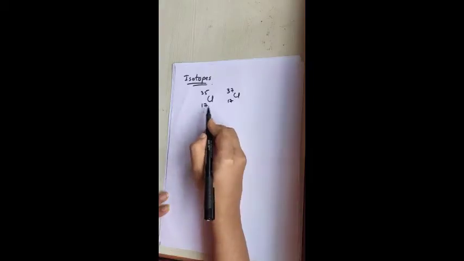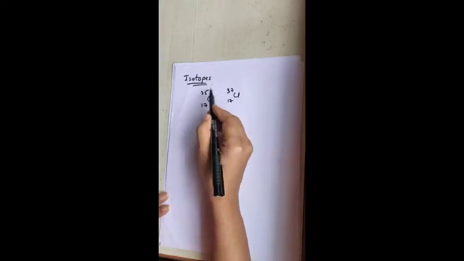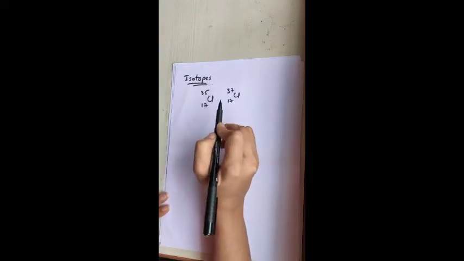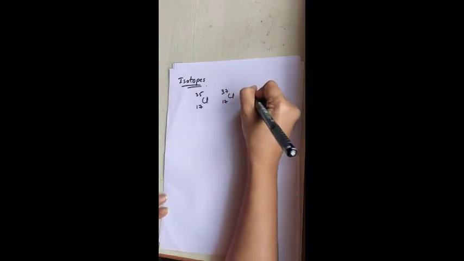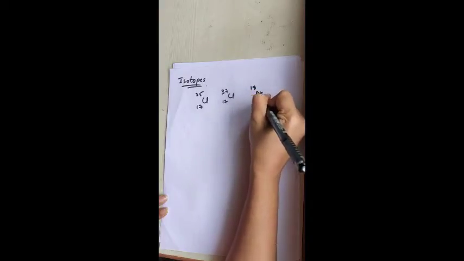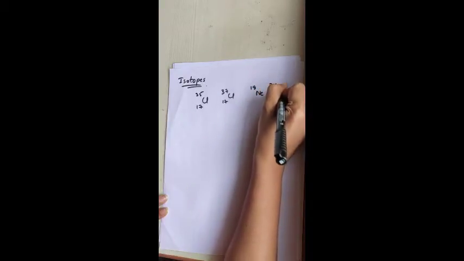So see here, the proton number is same, only the number that varies is the atomic mass number or the neutron number. Another example I can give is neon. Neon has two isotopes, that is 18Ne and 20Ne.